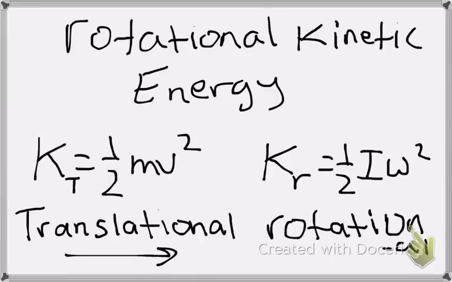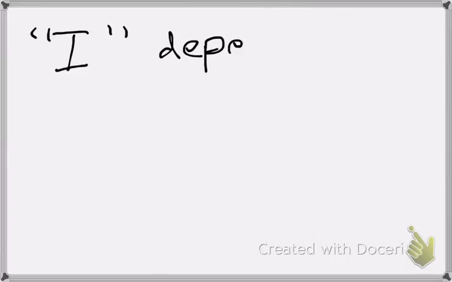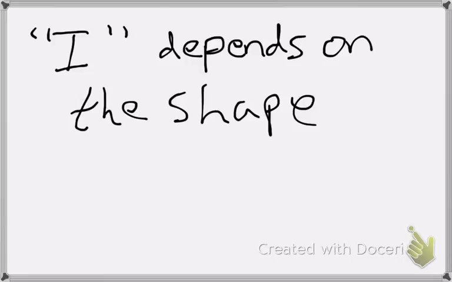So now an object can have two kinds of energy while it's moving. It could be moving translationally and have an energy, and it could have even more energy if it's doing that and it's rotating. So remember, I is the moment of inertia. It depends on the shape of the object.